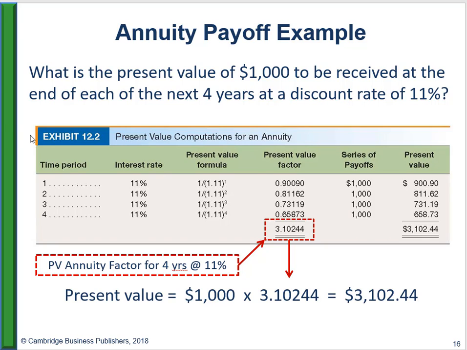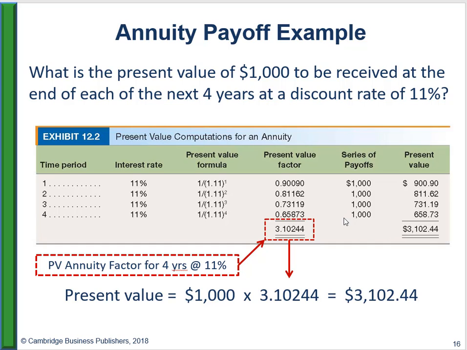Basically the same thing. We type all these numbers into an Excel spreadsheet. We've got 4 time periods, and the same interest rate in each time period. The present value is 1 divided by 1.11, the discount rate, raised to the power of 1, 2, 3, 4, which corresponds with years 1, 2, 3, 4. The present value factor, we can look up in a table or calculate ourselves. The series of payoffs is $1,000 in each year. Each of those payoffs is discounted back to a present value, and we add all those present values up. You see here that the present value of this 4-year annuity at a discount rate of 11% is $3,100.